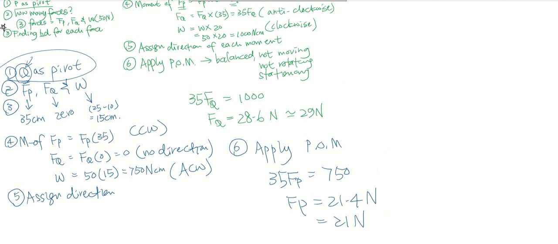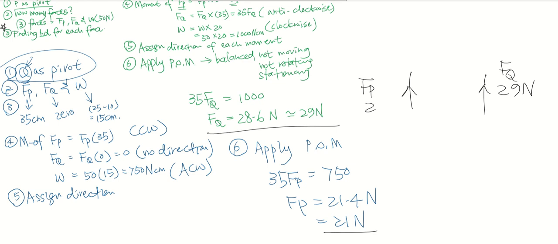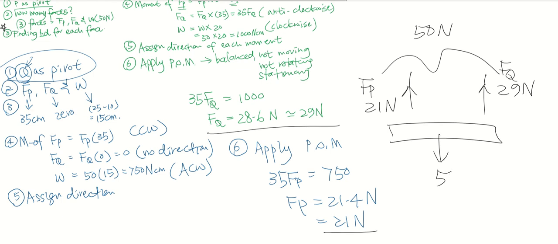Okay, so now we have calculated both Fp and Fq. Fq is acting upwards with a force of 29 Newton. Sorry, Fq, not Fp. Fq is acting upwards. Fp is acting upwards with a force of 21 Newton. Okay, so if you add up the total upward force, it is actually 50 Newton. And remember, the weight is actually 50 Newton as well.